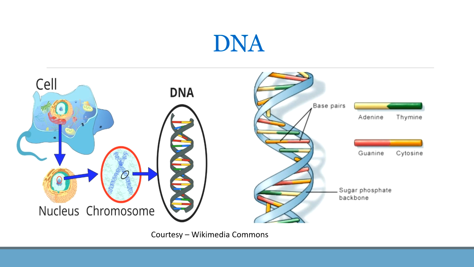The DNA, shown on the right, is in the form of a double helix. Different sequences of the 4 bases form genes, which influence the characteristics of an individual. These images are courtesy of Wikimedia Commons.